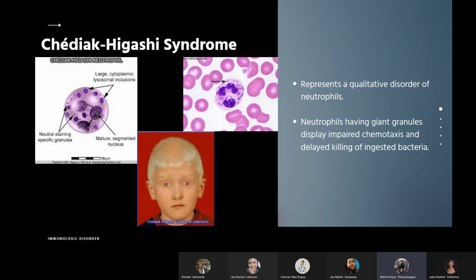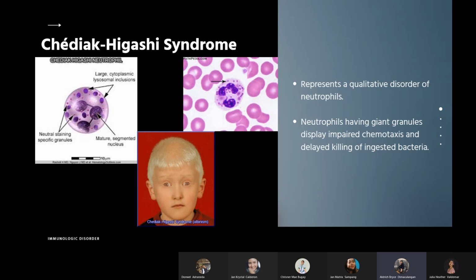Next slide. Chediak-Higashi syndrome. This is the chronic granulomatosis. This represents a qualitative disorder of neutrophils. It is a rare familial disorder inherited as an autosomal recessive trait. Autosomal means, pag sinabi nating autosomal recessive, ito ay inherited from a parent by a child. And nag-e-express ng abnormal agglutination sa ating neutrophils. Neutrophils having giant granules displayed impaired chemotaxis and delayed killing of ingested bacteria.